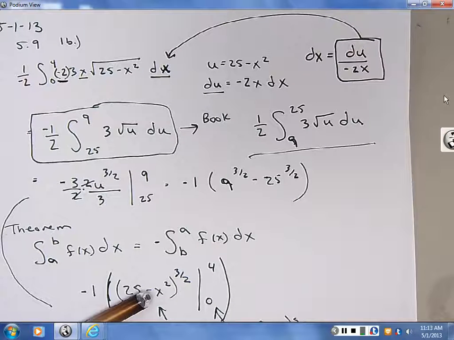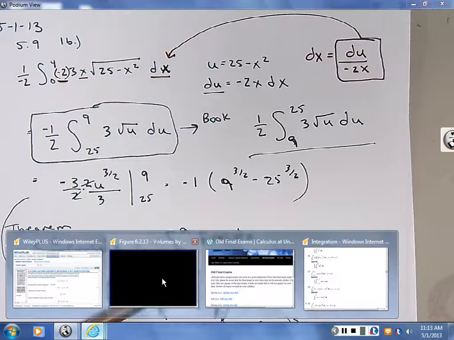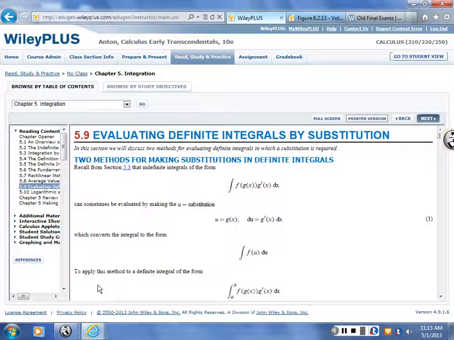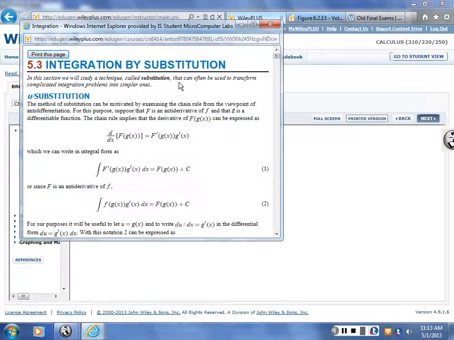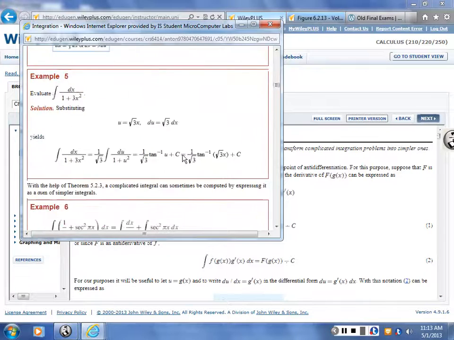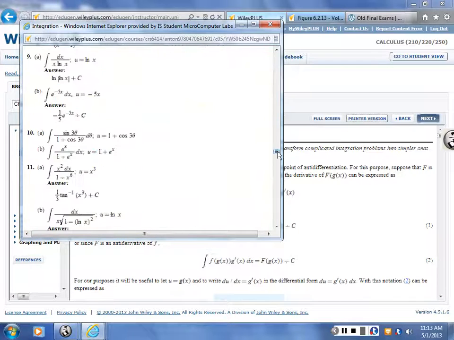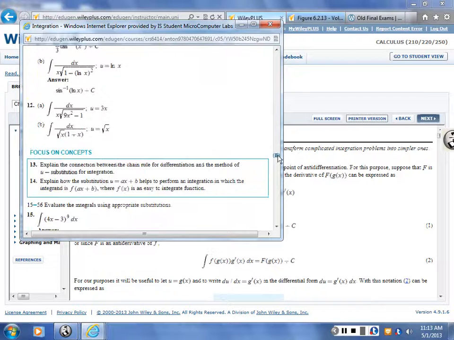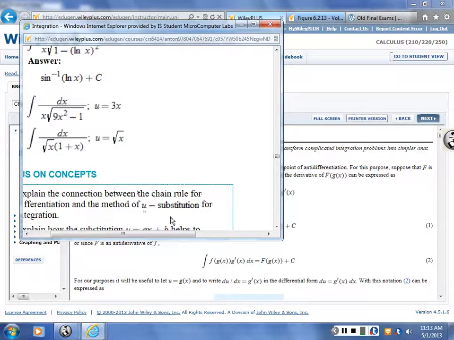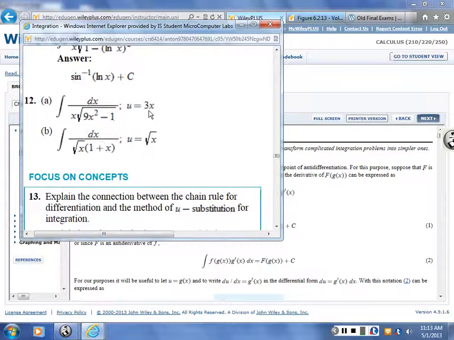Could you do 5.3, number 12? So, is this the correct one? So this is a u substitution. If I plug in u to be 3x, the derivative of that is 3, so I have to deal with the 3 here. But what is this general form?